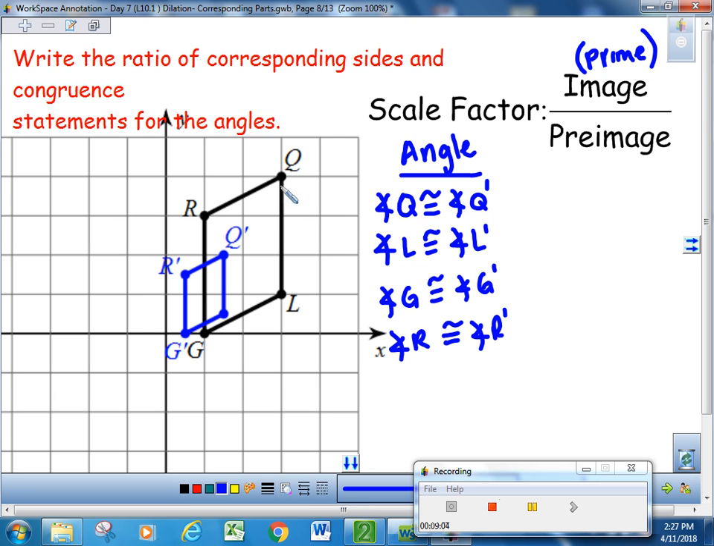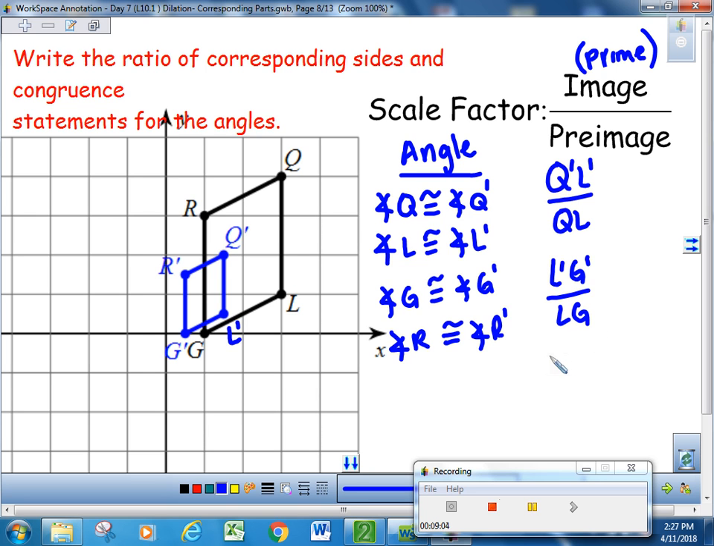So again, you're going to pick a side, and we have QL and Q prime. And if you ever see a letter missing, just go ahead and add it in. You know that's going to be L prime. And the image letters have to be on top. Q prime, L prime over QL. And then you just go around the figure. L prime, G prime over LG.